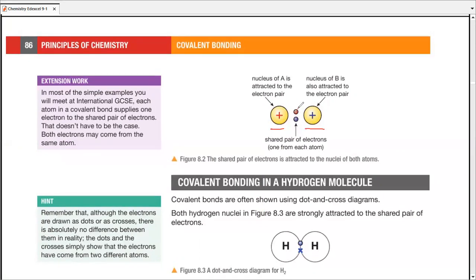Let's assume that they share an electron pair between one another. Now, this shared pair of electrons is attracted to the nuclei of both atoms. We usually draw this diagram to give students the idea that attractive forces are dominant over here. Why do we explain this?